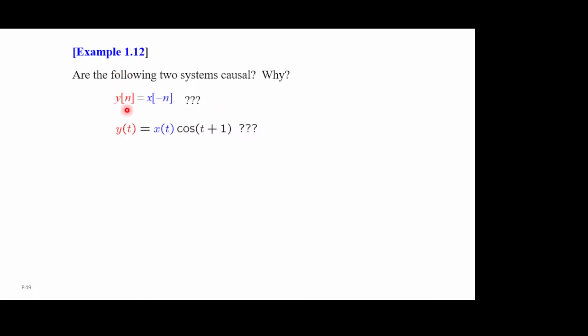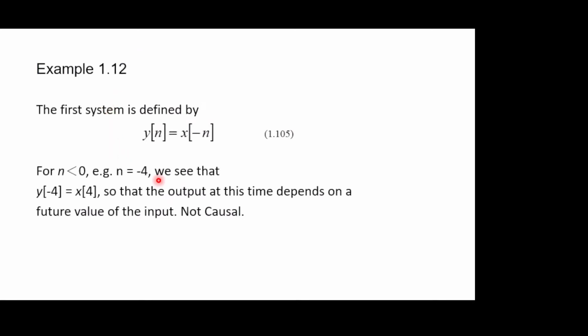And y of n equal to x of minus n. This is not causal because it actually depends on time. When n is less than 0, then minus n is bigger than 0, and in that case minus n will be bigger than n. So for example, when n equals minus 4, y of minus 4 equals x of 4. So y of minus 4 depends on x of 4, but 4 is a time step bigger than minus 4. So this is not causal.